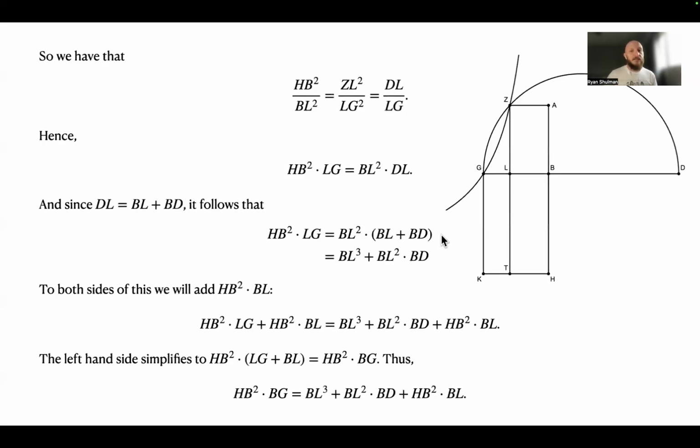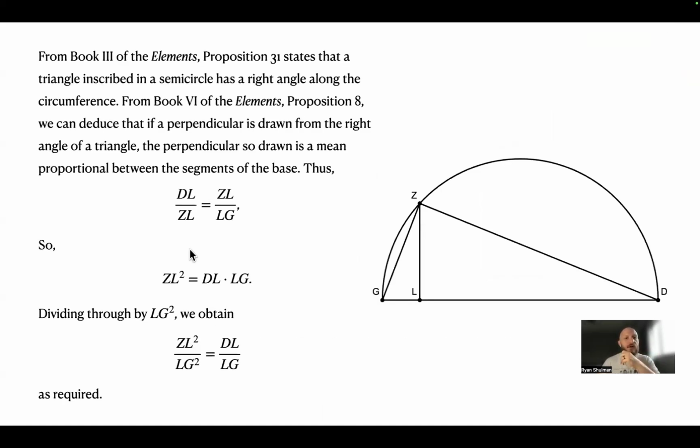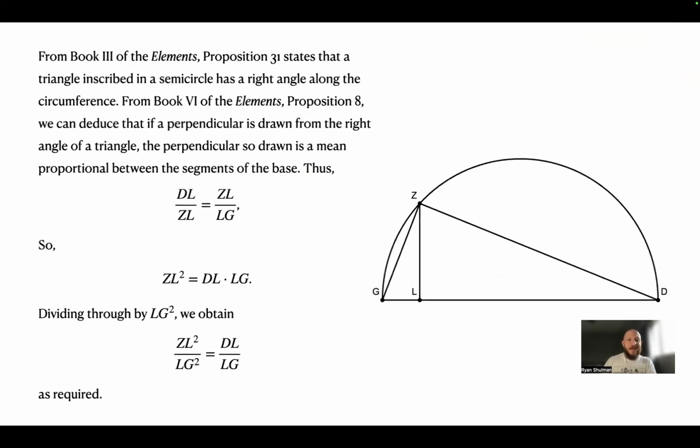So once again, he makes a claim that was 100% true. So we have that. Sorry, I need to move back up. This is actually tying together two equations that we were working with. So this first one from two slides previously, that ZL squared divided by LG squared equals HB squared over BL squared, and then ZL squared over LG squared also equals DL over LG.